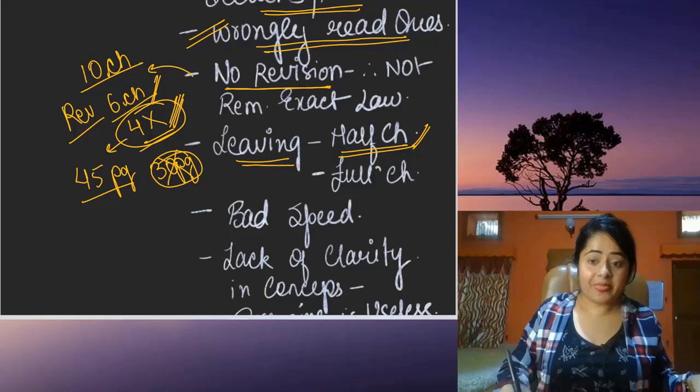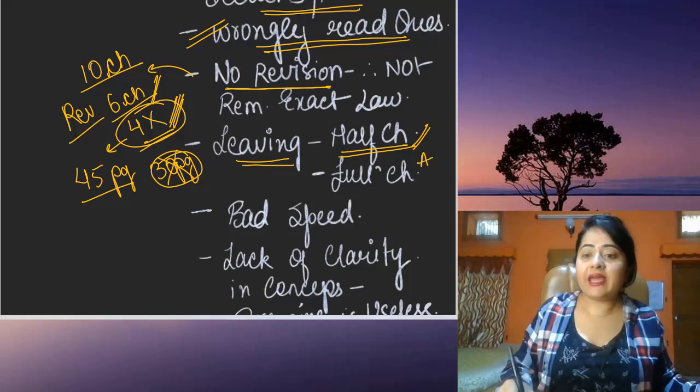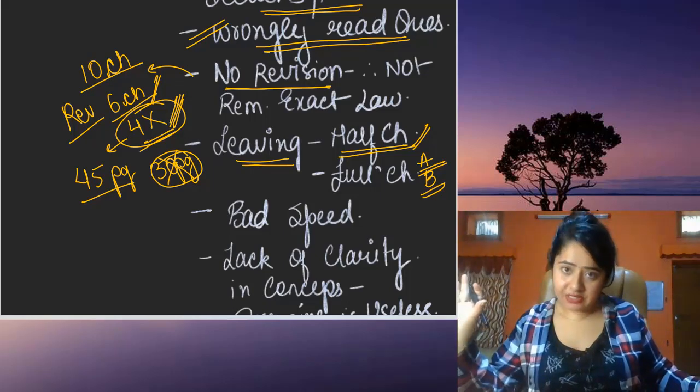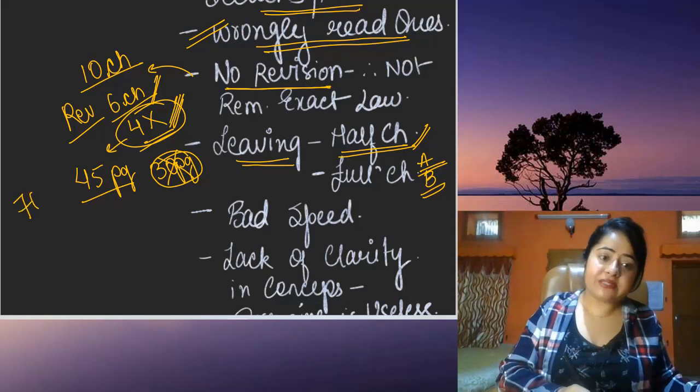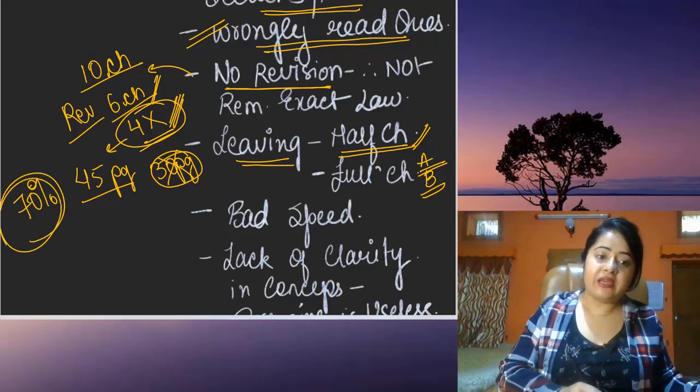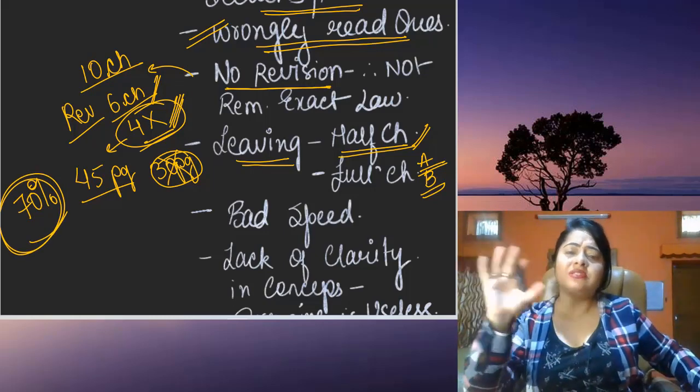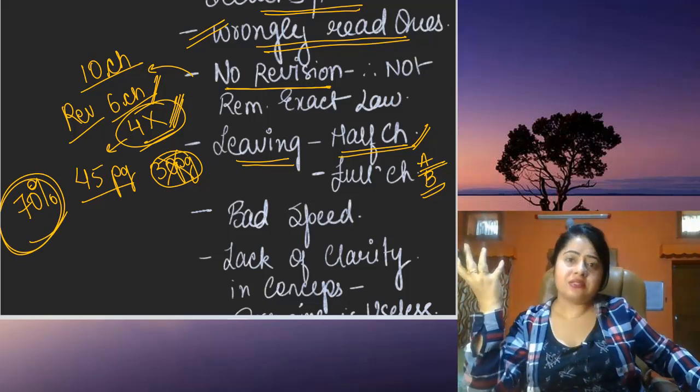Do full chapters. Same way, many students do the A category chapters and the B category chapters. They leave out the C category chapters. They go into the exam having done only 70% of the syllabus. And by doing 70% of the syllabus, they are confident that they will get 50 marks. You will not.